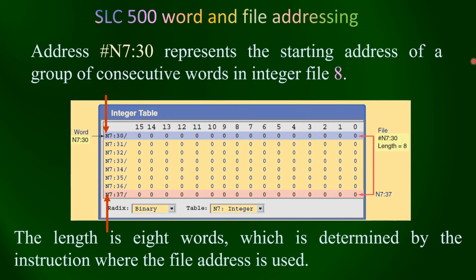So before going to the instructions for the transfer of the data, let's understand how we can represent the number of words in a file. Suppose the data is starting from N7:30, and suppose there are 8 words, then we go from N7:30 to N7:37. So the file number will be N7:30. It will start from this, and its length is 8 because the total number of words in this file are 8, like this is 1 2 3 4 5 6 7 8, and because we start the numbering from 0, it will start from N7:30 to N7:37.